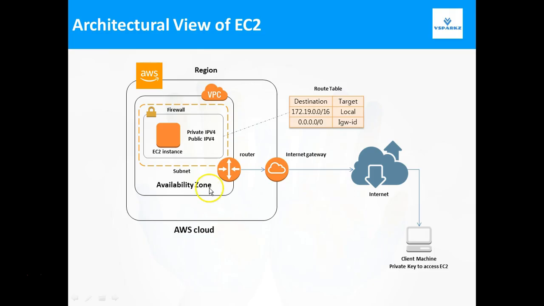That's it. This is the architectural view of your EC2 instances. This is how you are going to connect from your client machine, that is from MobaXterm. You traverse the internet and you are hitting your EC2 instances remotely. So all these components we'll be seeing in the forthcoming videos.